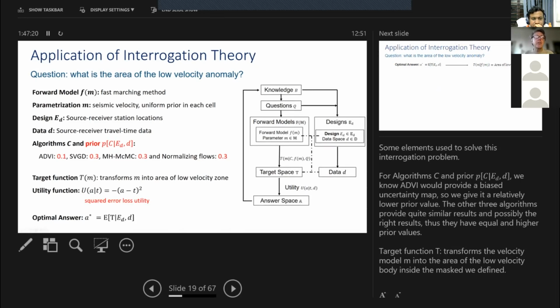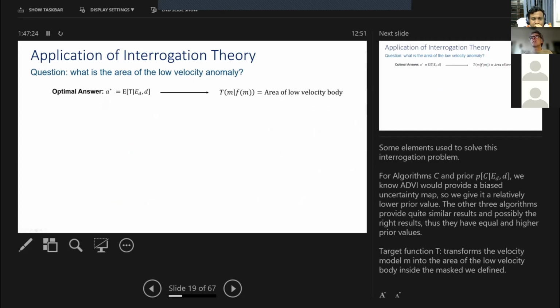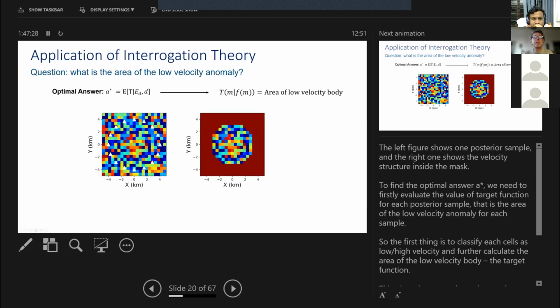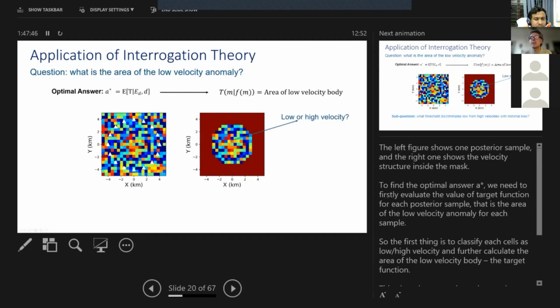So in order to find that optimal answer, we have to define T, and that's going to give us the area of the low velocity anomaly. Now that's not easy. Here is a model. We need to be able to apply this to any model, and every model sample looks like this. So what's the area of the low velocity anomaly here? Well, in the masked version of it over here, what it comes down to is saying, is each of the cells in the low velocity anomaly or not? Is it low or high velocity?